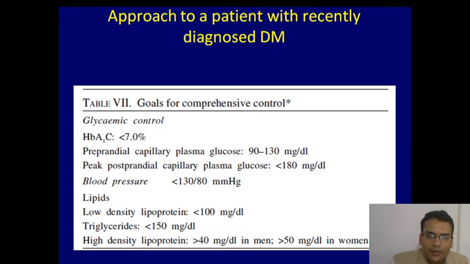Goals for comprehensive control. So these goals, as we see, glycemic control, these are broad goals. However, these goals can vary from person to person depending on the duration of diabetes and various other factors which we shall discuss. For example, for most persons with diabetes, an HbA1c of less than 7% is an ideal control. However, this may vary. For example, in a person with various comorbidities, you may want to relax the glycemic targets. And pre-prandial capillary plasma glucose of between 90 to 130, peak post-prandial capillary glucose of less than 180, blood pressure of less than 130 by 80, low density lipoprotein or LDL cholesterol target of less than 100 should be followed.